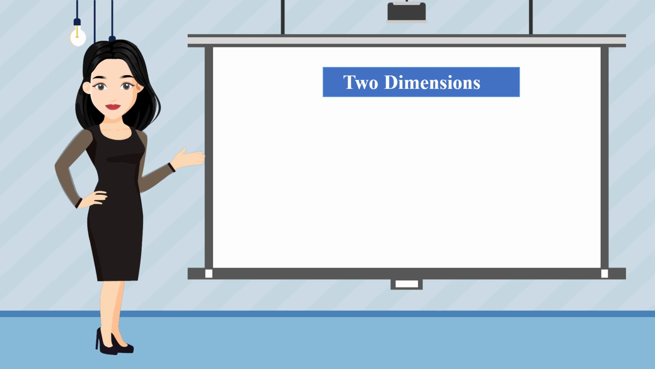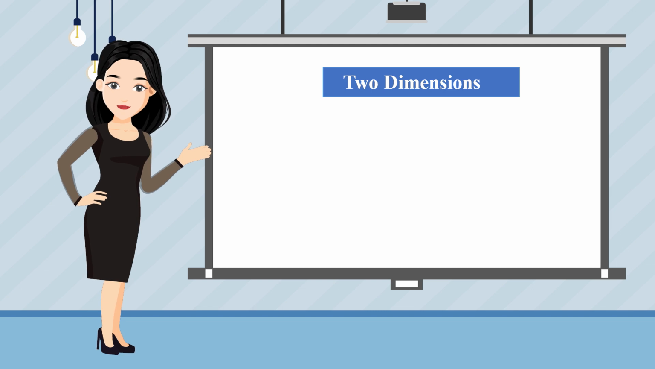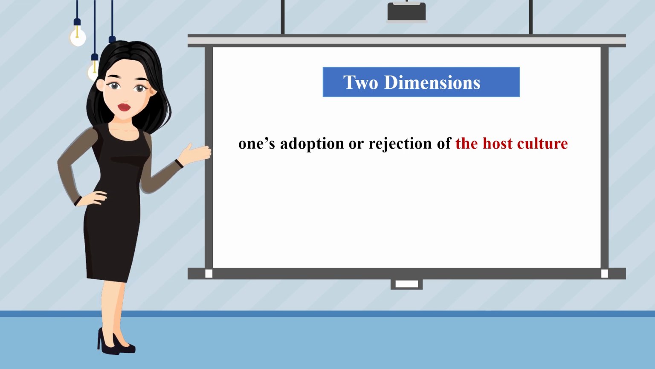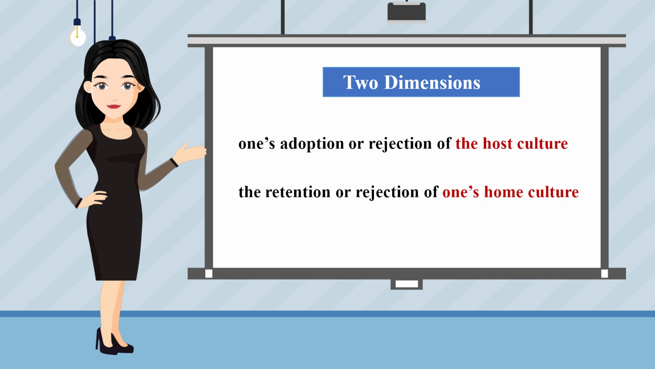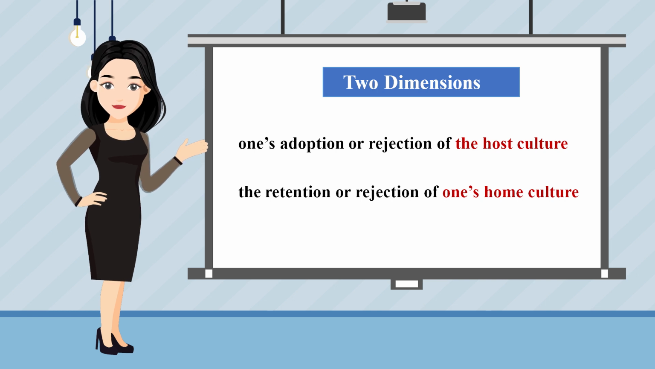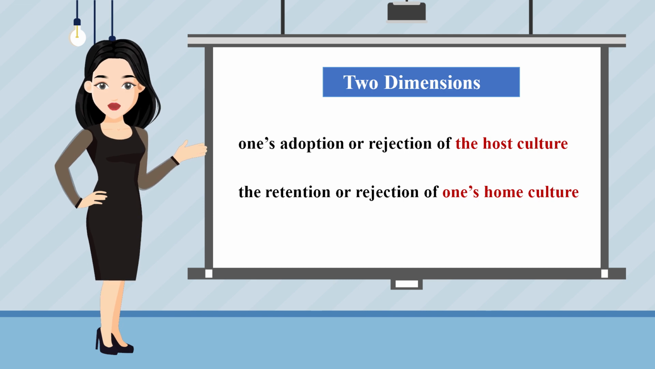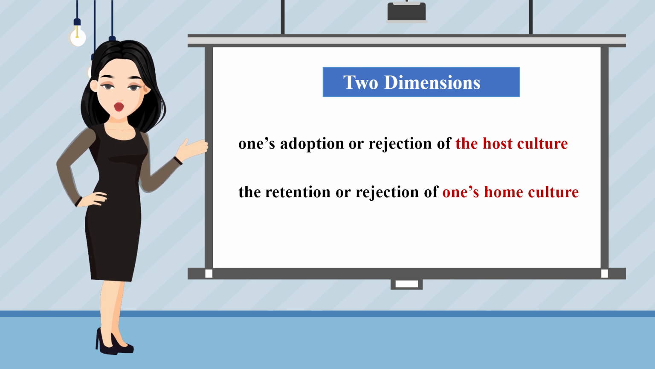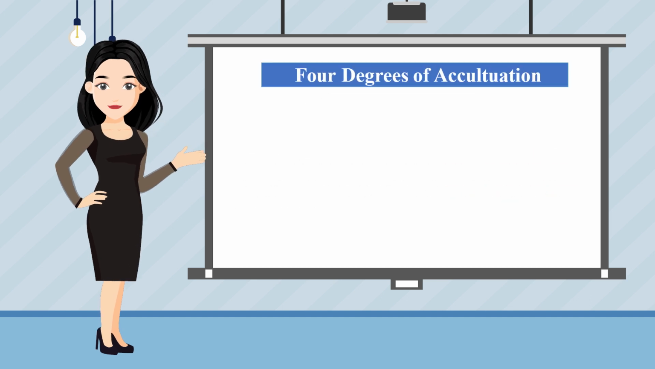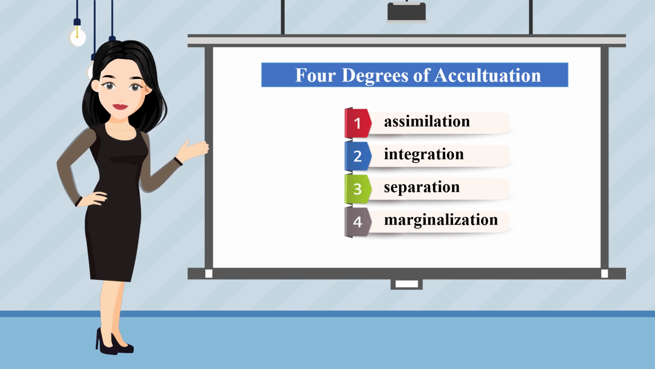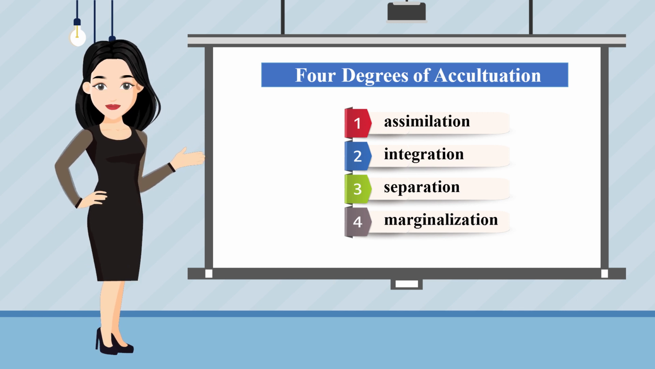And there are different levels of acculturation based on two independent dimensions. The first dimension concerns one's adoption or rejection of the host culture. The second dimension concerns the retention or rejection of one's home culture. Along these two dimensions, acculturation can be categorized into 4 degrees: assimilation, integration, separation, and marginalization.